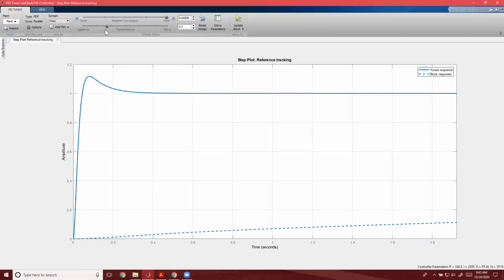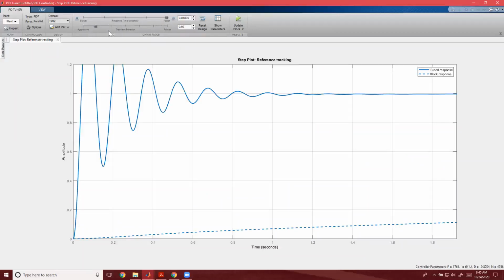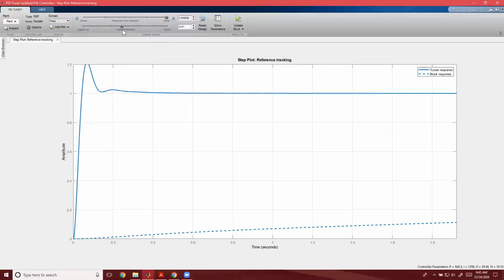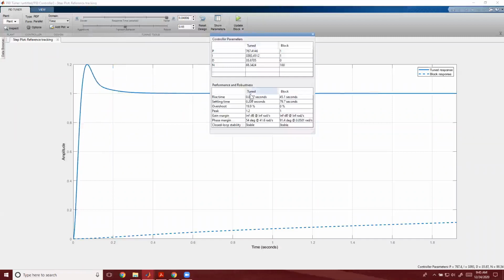If you want it to be aggressive, it will have a lot of overshoot. So things like that. You can interactively change your type of response. And if you click on the show parameters window, it will show you these are the initial values of P, I, and D you have in your block, 1, 1, and 0. And these are the new values that you need to get this sort of response, okay?